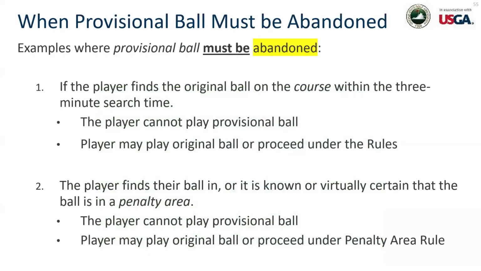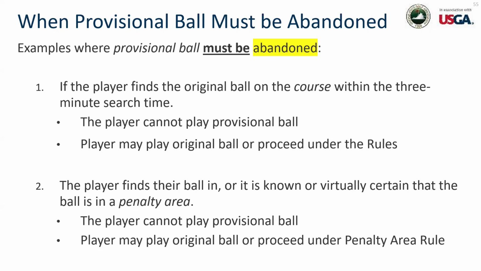And our last ones, when do we need to abandon a provisional ball? Well, the first one I just said is when the original ball is found on the course within the 3 minute search time. A player cannot play the provisional ball and they need to just proceed under the original, or if they want to take relief at that point, they would be able to take relief under the rules. So if they don't like where that ball ended up, they don't want to play it from there, they're probably taking a stroke and distance or unplayable relief, but under no circumstance can they just go ahead and keep playing with their provisional ball.